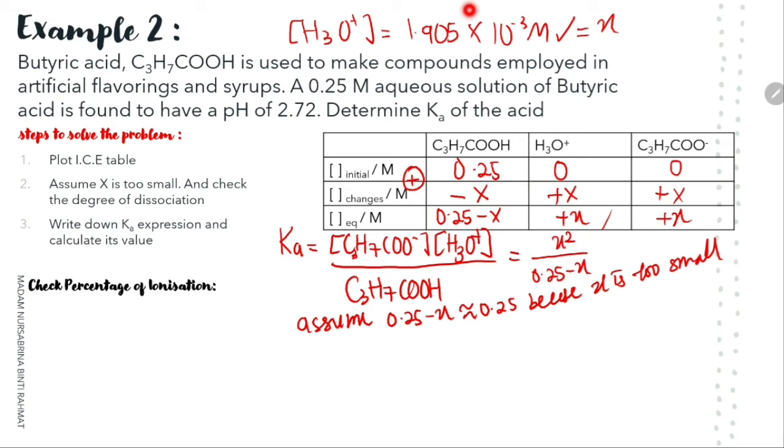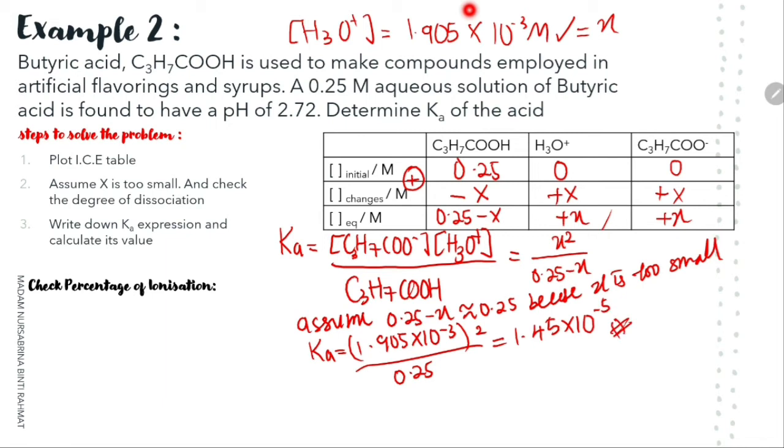Alright, so you're going to substitute the value of X. So your Ka equals 1.905 times 10 to the minus 3, squared, over 0.25. So you will get your Ka value. If you press your calculator, it will become 1.45 times 10 to the minus 5.